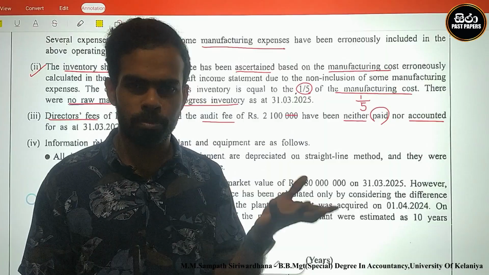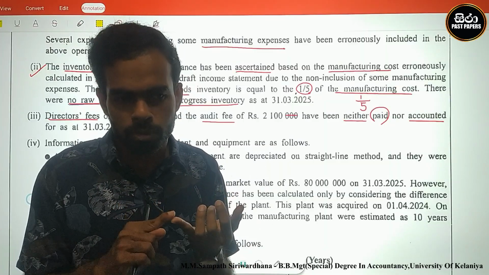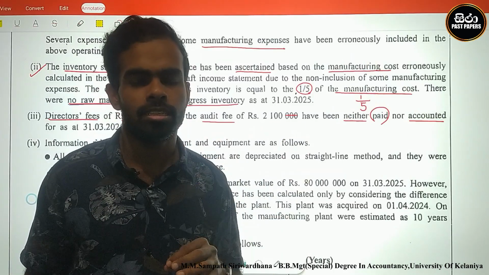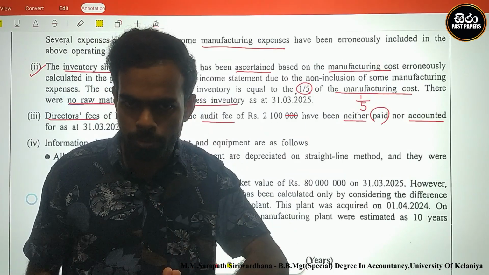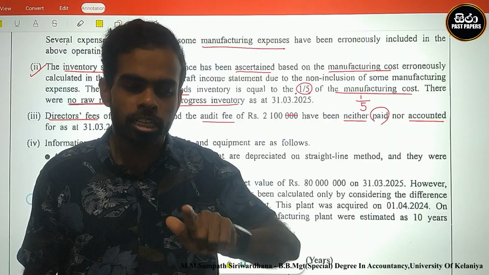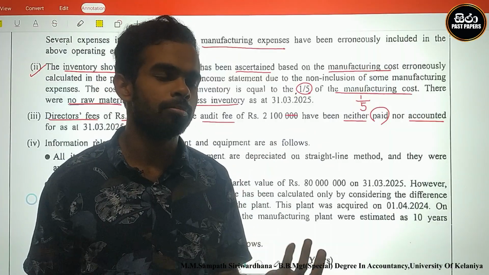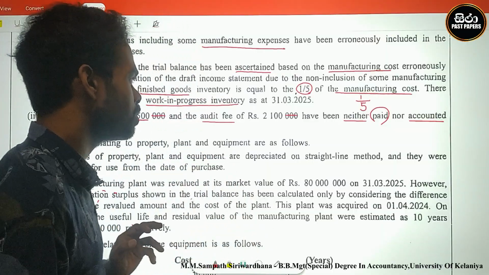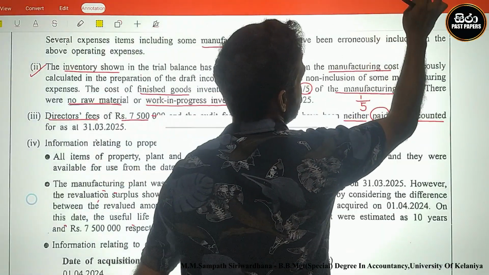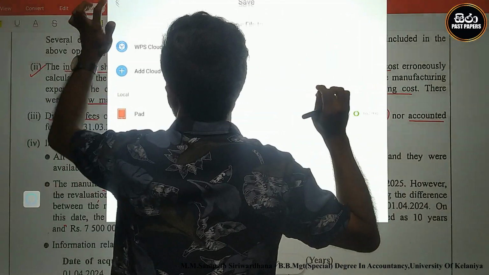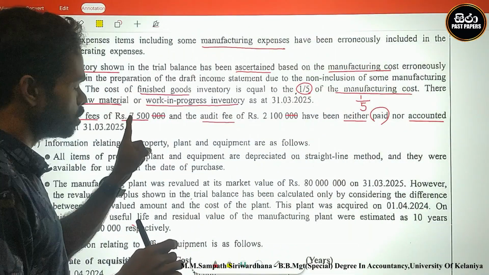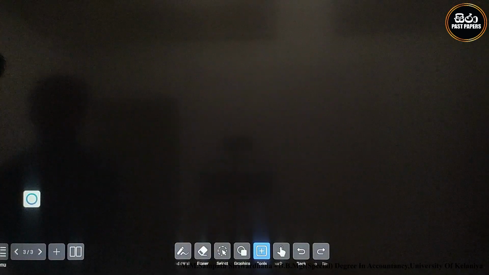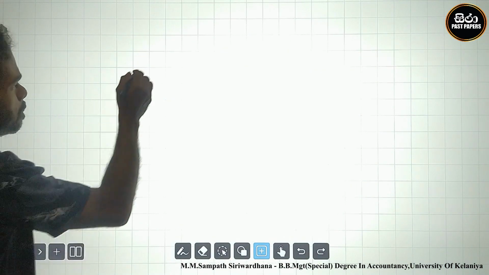What's the double entry? Director fee expense debit, director fee payable credit. Director fee expense is an administration expense. Therefore, we must go to the 7,500. I write the double entries. What is that?